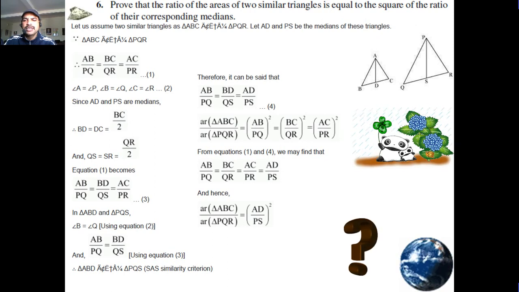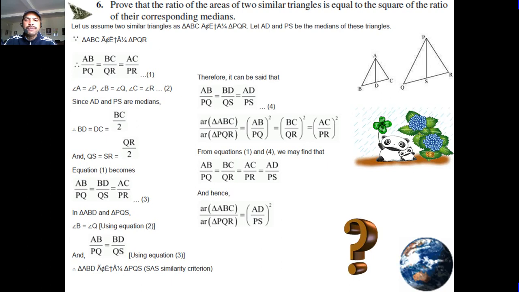Since AD and PS are medians, BD is equal to DC is equal to BC upon 2, QS and SR is equal to QR upon 2. Equation 1 becomes AB upon PQ is equal to BD upon QS equal to AC upon PR. Equation number 3. In triangle ABD and triangle PQS, angle B equals angle Q, and using equation 3, AB upon PQ is equal to BD upon QS. Triangle ABD is similar to triangle PQS, SAS similarity criterion. Therefore, it can be said that AB by PQ is equal to BD upon QS equal to AD upon PS.